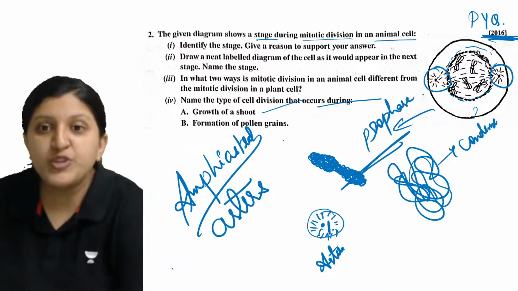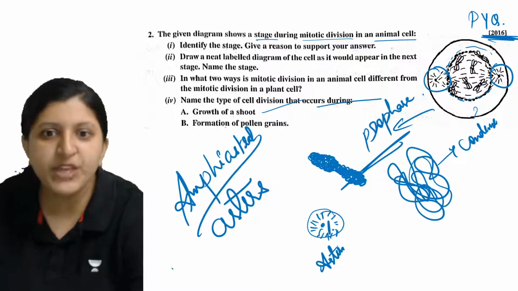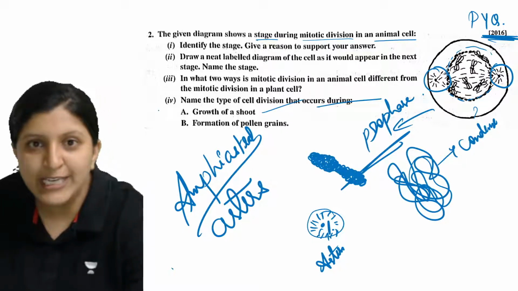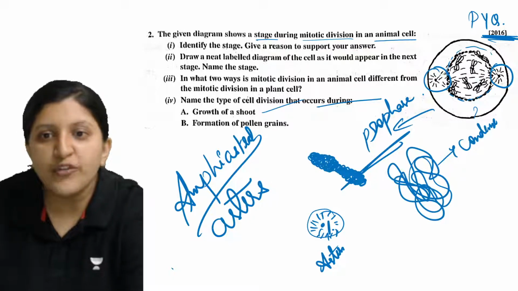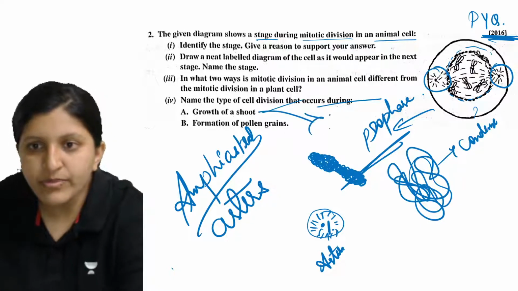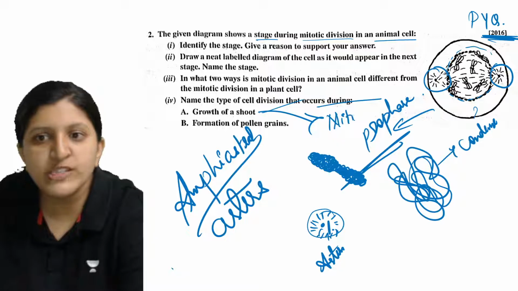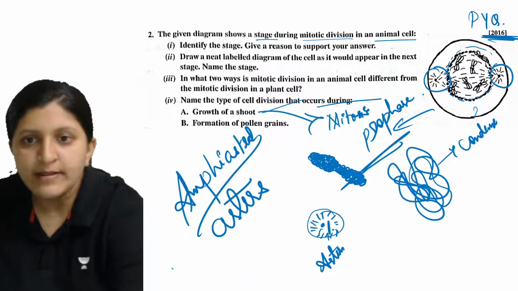Growth of a shoot means it is a plant body. As the bodily growth is occurring, the type of cell division during the growth of a shoot is the mitotic division. So it is mitosis here.